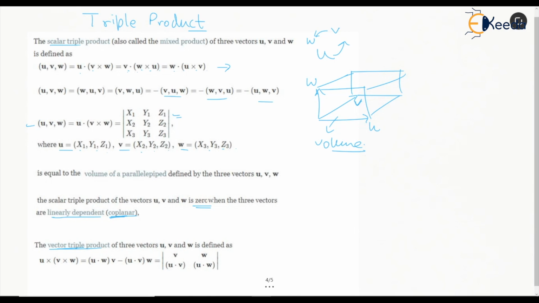Other than that, the vector triple product, which is also known as the BAC-CAB rule, is where u cross v cross w is given by u dot w into v minus u dot v into w. This can also be given in this manner. So this is the triple product, which is either scalar or vector.